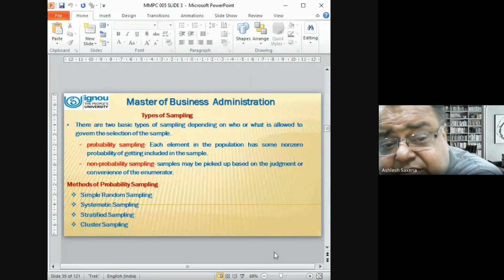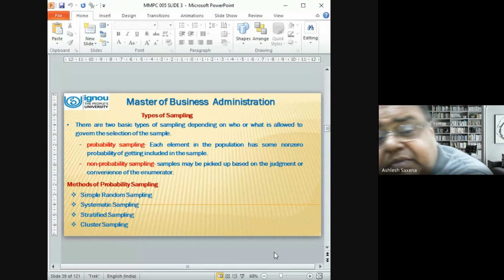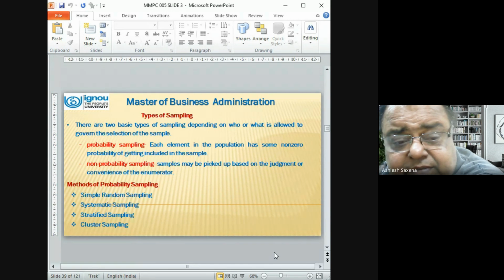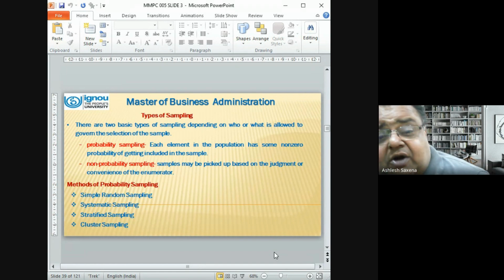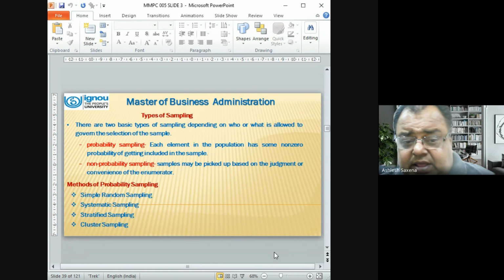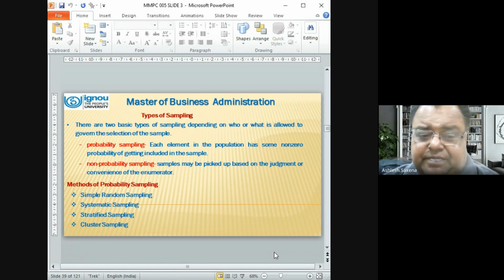What are the different types of sampling? There are two basic types of sampling, depending on who or what is allowed to govern the selection of the sample. The first one is probability sampling. Here, each element in the population has the same non-zero probability of getting included in the sample. The second one is non-probability sampling. Here, a sample may be picked up based on the judgment or convenience of the enumerator.